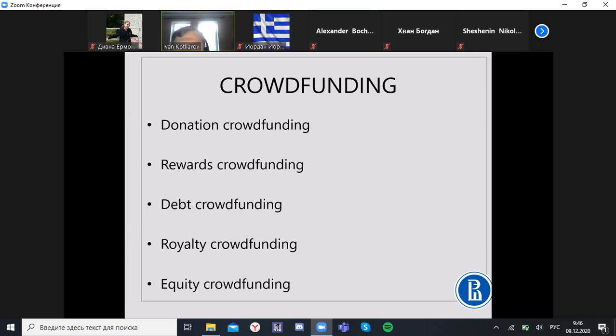The key word in this case is donation. Donation crowdfunding means that you pay some money to a person or to an organization, but you don't expect any compensation. You just give your money out without any compensation. You just support a project, you just support a person, you just support a venture, but you don't expect any compensation back. So in this case, you just donate your money. In case of rewards crowdfunding, the situation is different. In case of rewards crowdfunding, you expect a reward.